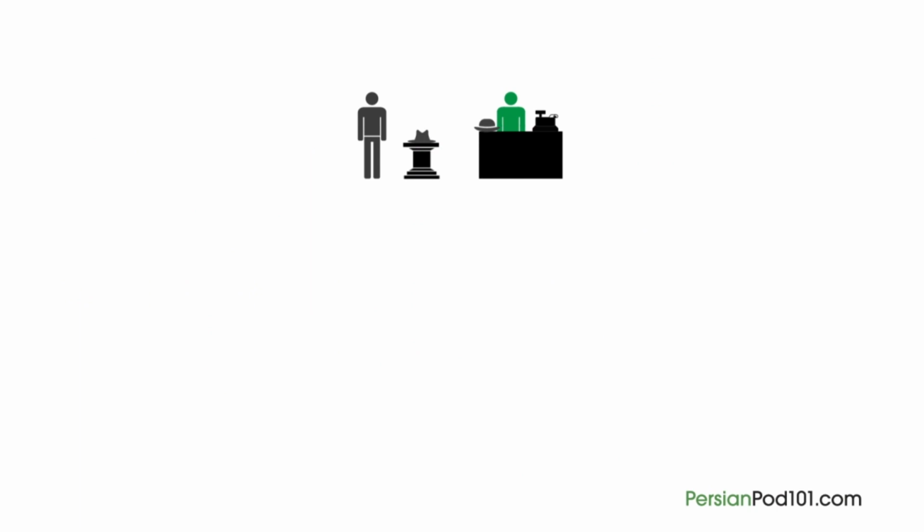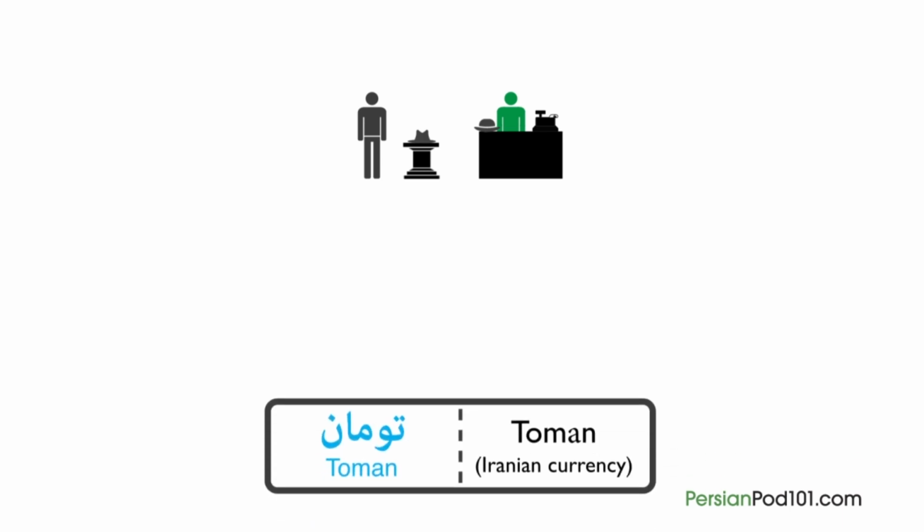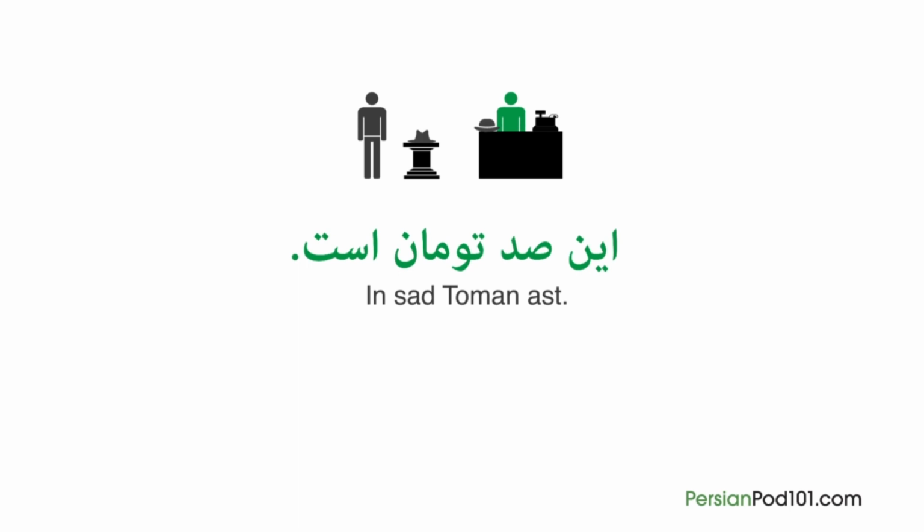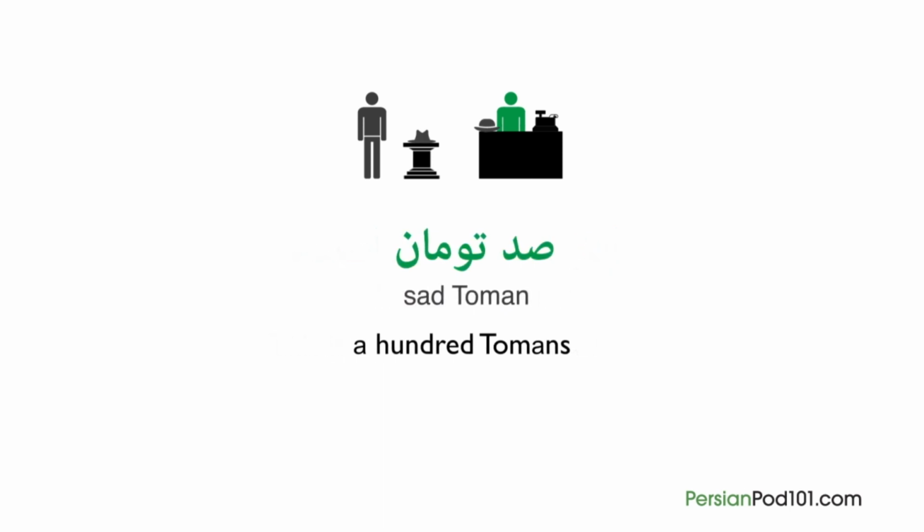At this point, the shop clerk can answer by saying the price. The currency in Iran is toman. For example, in 100 toman است. This is 100 tomans. Or he will just simply answer 100 toman.